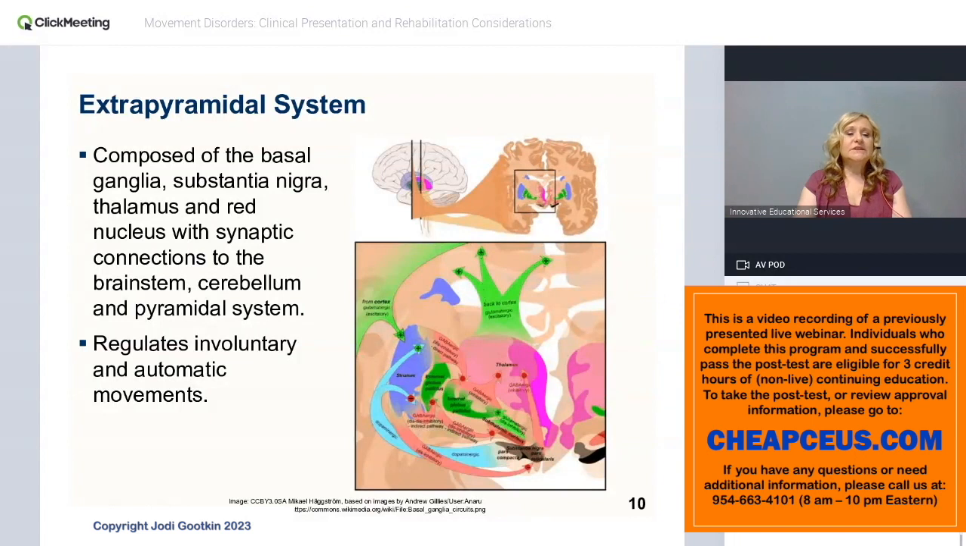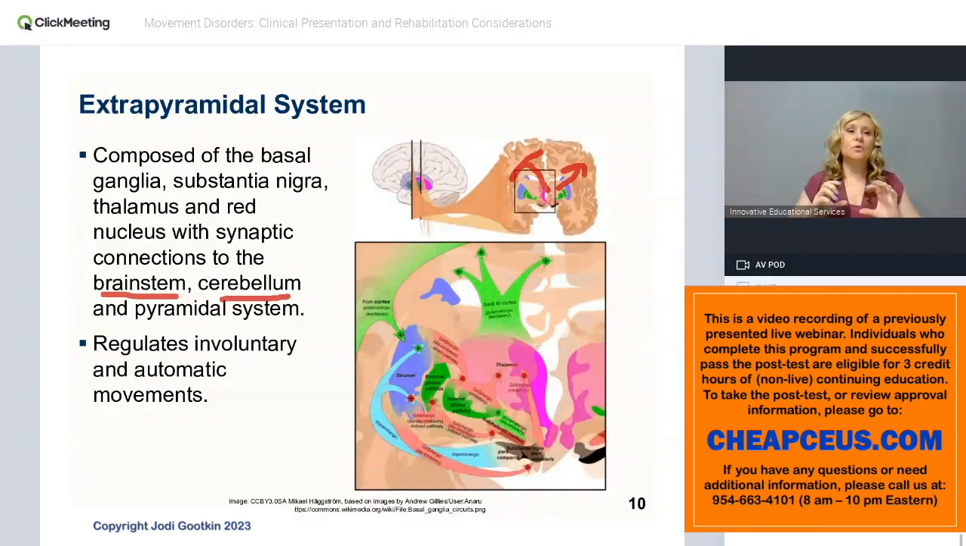When we're considering this extrapyramidal system, it is a regulatory system. It has many different mechanisms involved with centers throughout different aspects and areas of the brain in order to control all of the different aspects of movement. We're looking at components in the brainstem, the cerebellum, and then it's also going to have connections out to different regions of our neocortex and cortex. As I mentioned, this system is regulating those automatic type of movements, those involuntary movements.